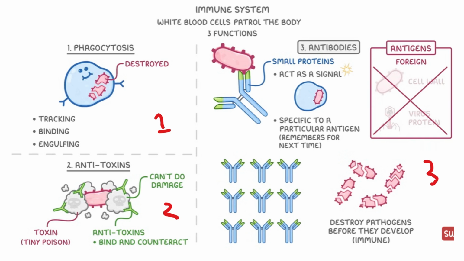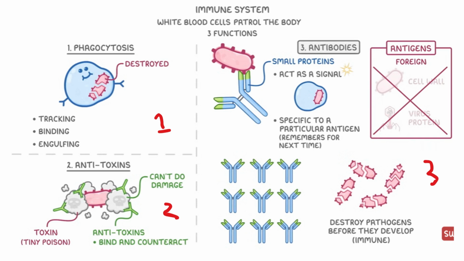The second process is the production of antitoxins. Many pathogens produce harmful toxins that can damage our body cells. To counterattack this, our white blood cells produce antitoxins, and those antitoxins bind to the pathogen's toxins, neutralizing them so they cannot release those harmful toxins all around the body. So they just stop the toxins from causing harm.